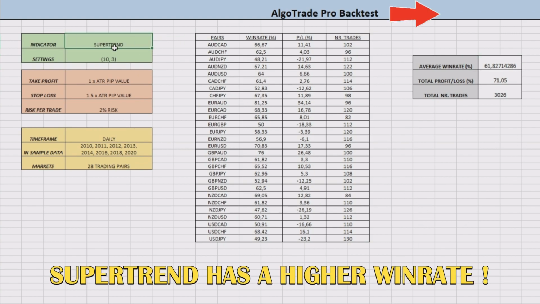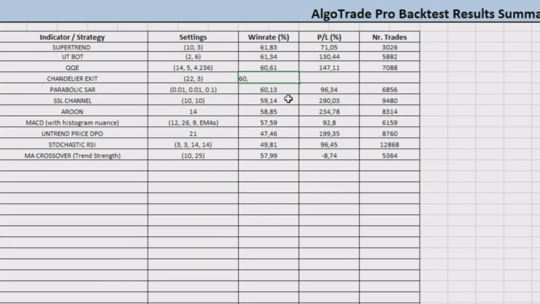The Super Trend indicator, which is very similar to this one, has a better win rate on the same data sample, but the Chandelier Exit performed well and gets a good placement on our ranking sheet.